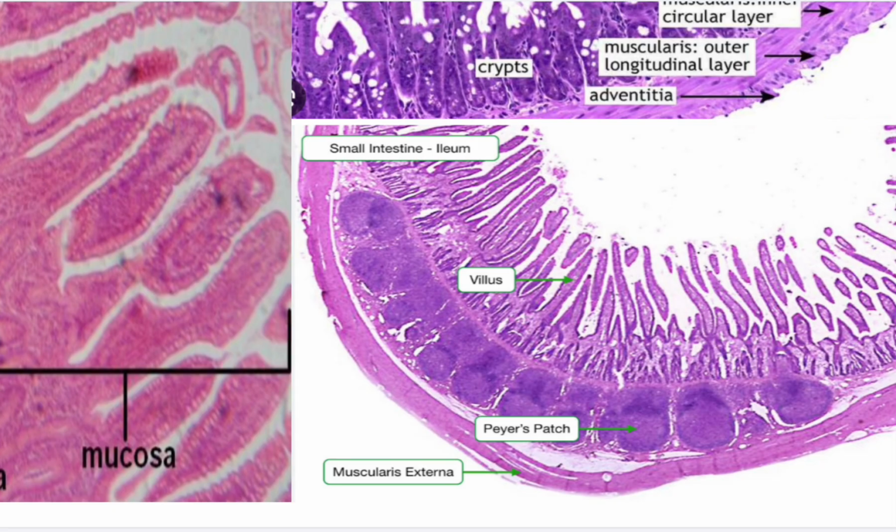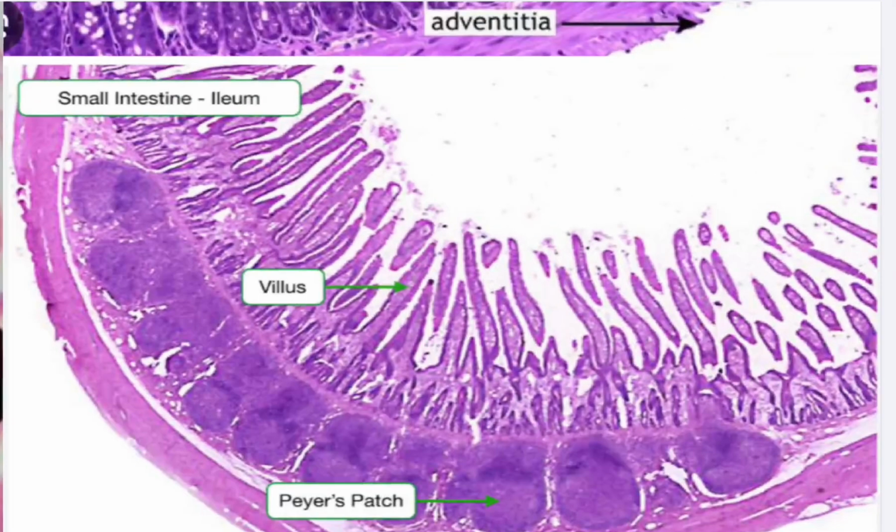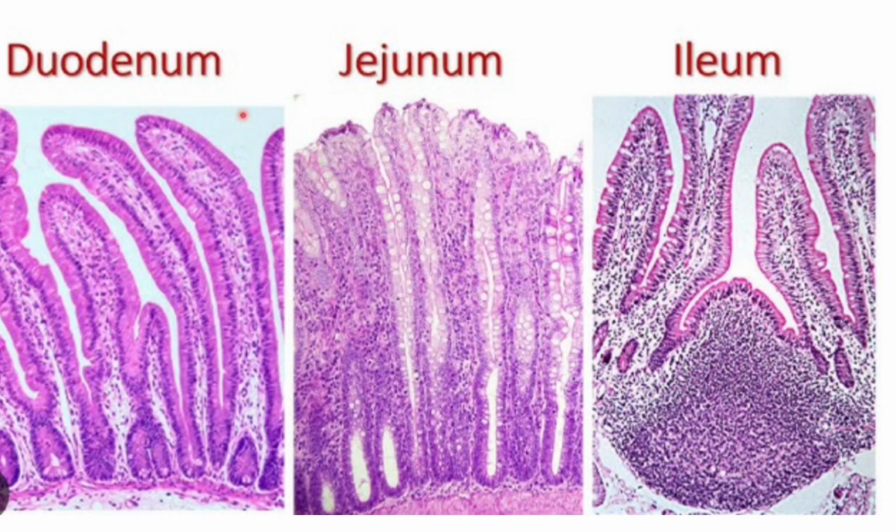This area, I would rather say, is the ileum, because it is filled with Peyer's patches. It is the lymphatic follicles in the submucosal part. And the ileum has got the highest quantity of Peyer's patches. Here we will find that the same villi are present all along.